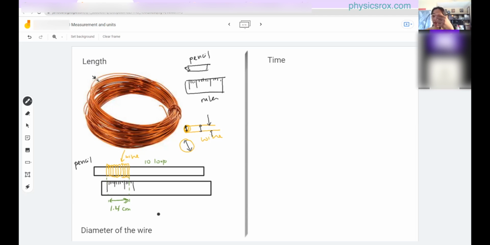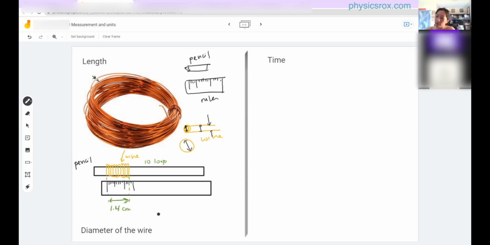So what I do is I take a pencil, then I loop 10 times. Go round and round and round 10 times. Then I make sure it's side by side when I loop. Then I keep looping, and then I measure the length. So now I'm telling you I got 10 loops, and the length, when we put the loops side by side, we measure now as 1.4 cm.